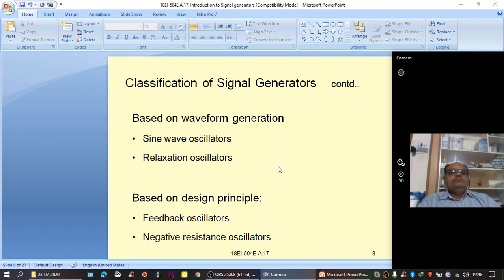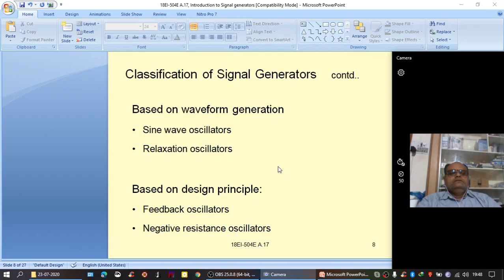Next, based on the design principle, oscillators are classified as feedback oscillators and negative resistance oscillators. Feedback oscillators and negative resistance oscillators.